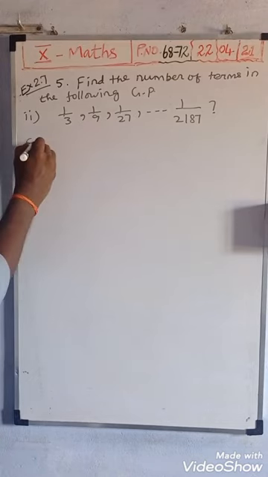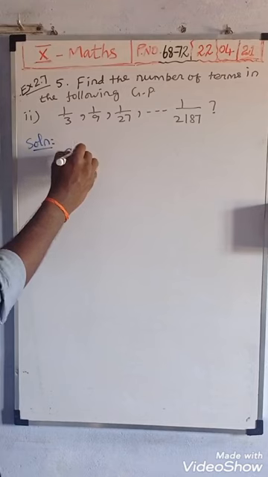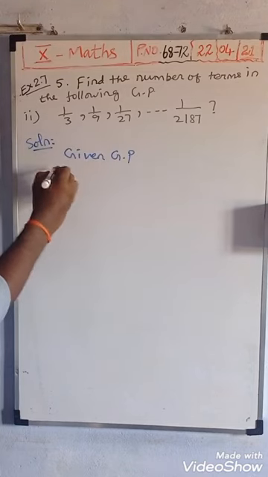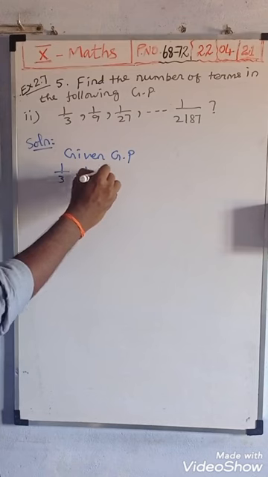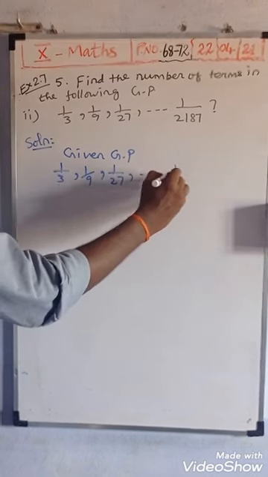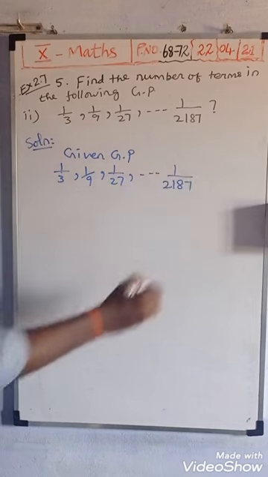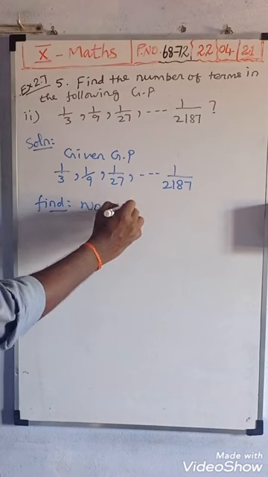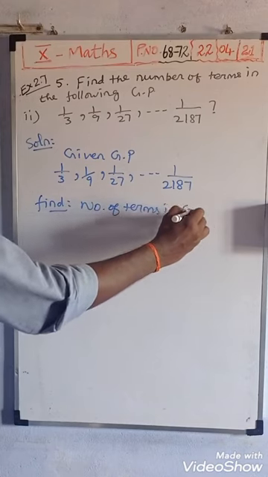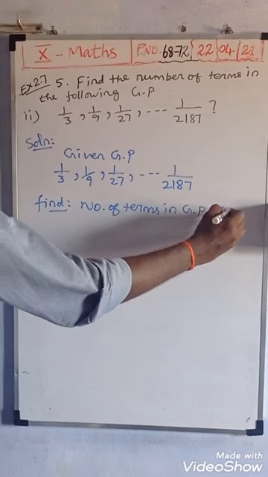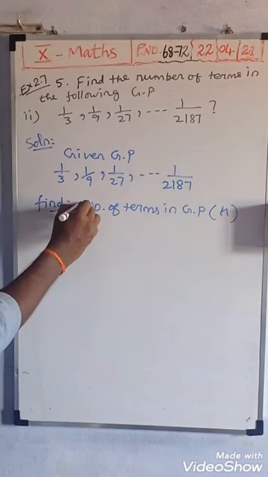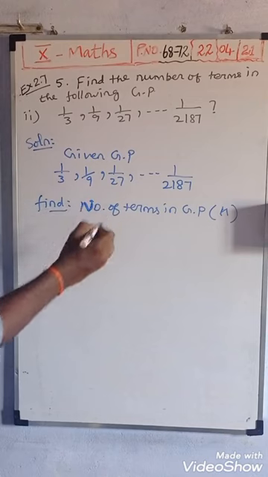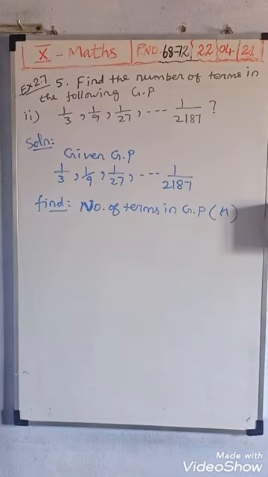First you should write the given GP. Solution: given GP 1/3, 1/9, 1/27, up to 1/2187. We want to find the number of terms n in the GP. In AP, the formula for n is n = (L - A)/D + 1, and using that formula we get the answer. Here there is no such n formula.